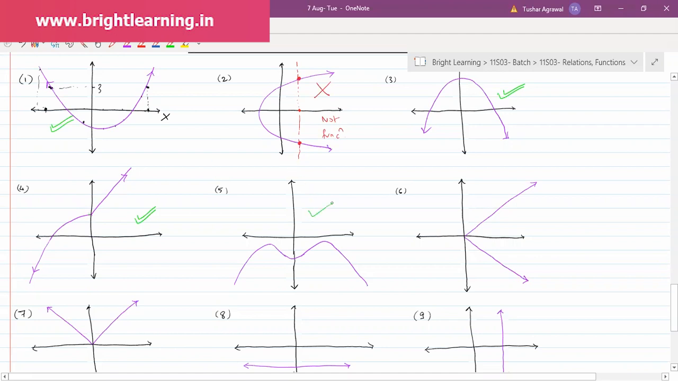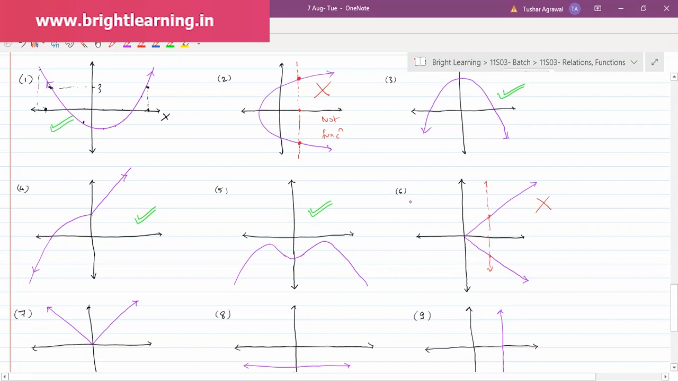Question number 5 is also a function. Question number 6, the same reason, a vertical line intersects the graph in 2 points. So there is an x which has two images. Okay, so this is not a function. There is also another reason to it.